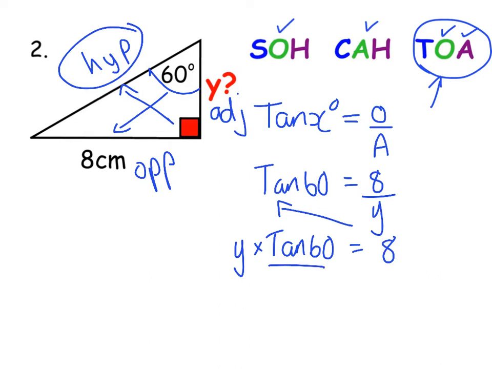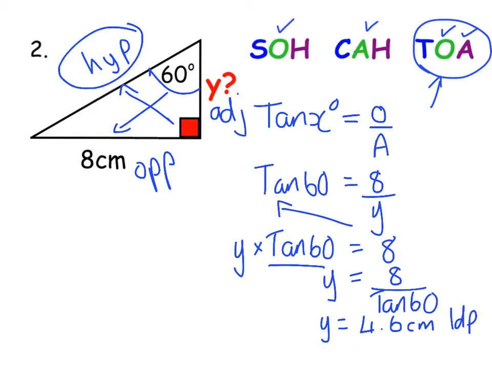This is now in the way of y being on its own, so the opposite of times by tan 60 is dividing. So it's going to be 8 over tan 60. Type that into your calculator and I got 4.6 centimetres, again to 1 decimal place.